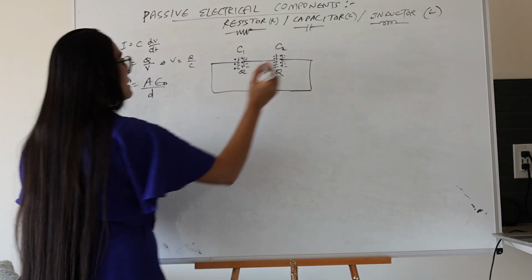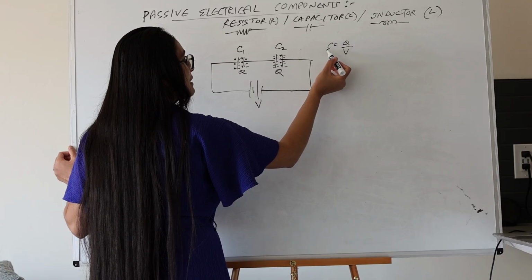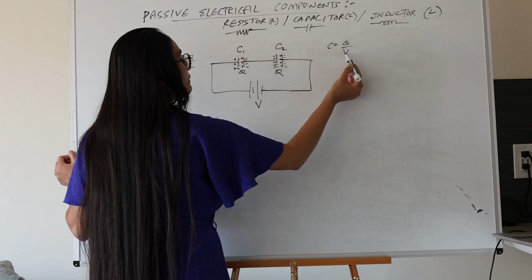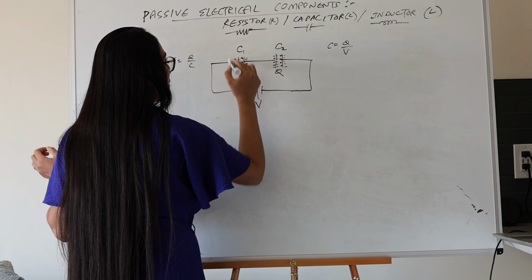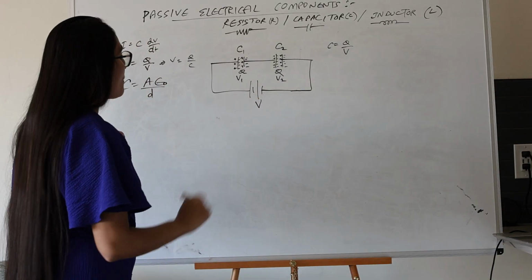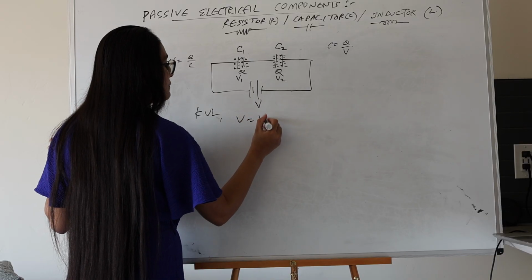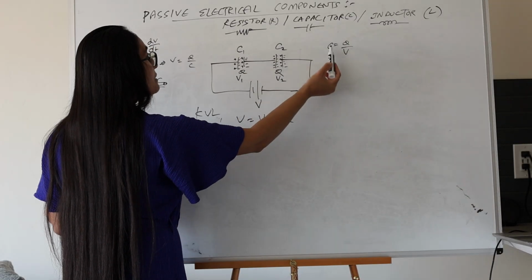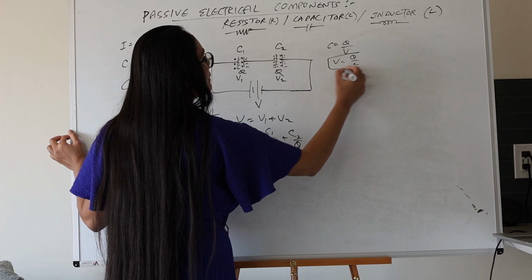From this relation that says C equals Q over V, if capacitance is different and Q is the same, then V has to be different. So the voltage drop for capacitor 1 is V1 and this is V2. Now from KVL we know total V is equal to V1 plus V2, and we can write V in terms of C and Q. So we can write V as Q over C.